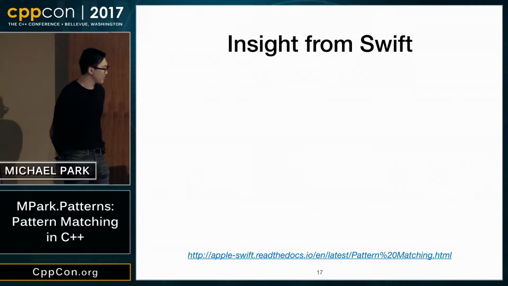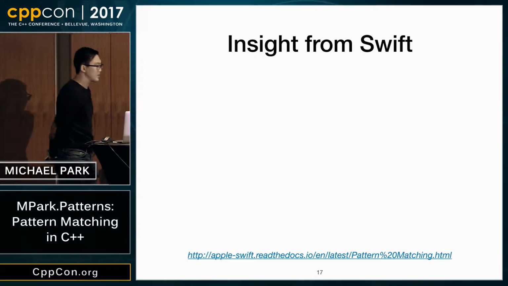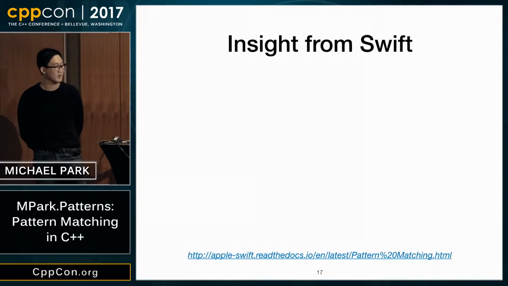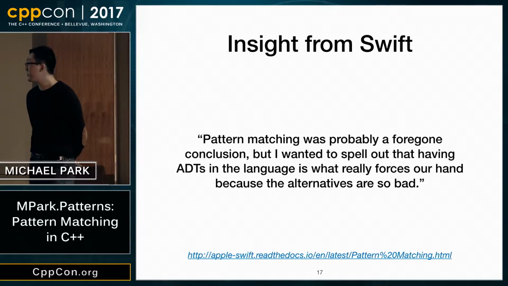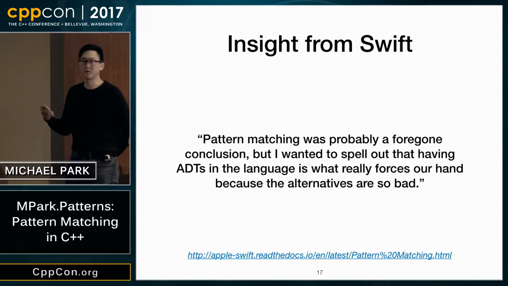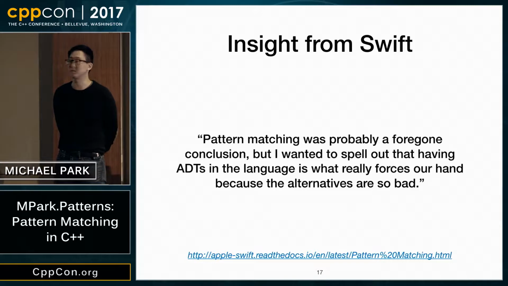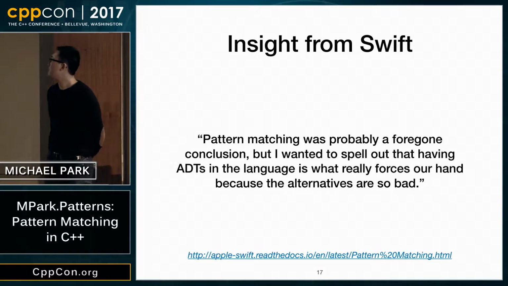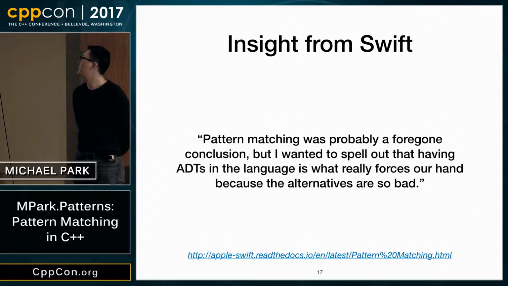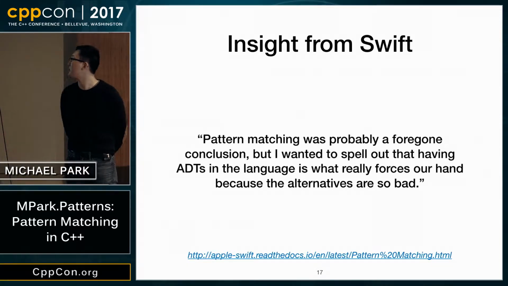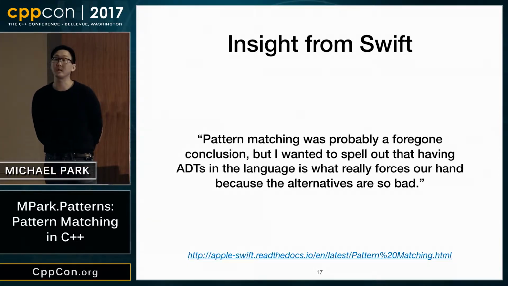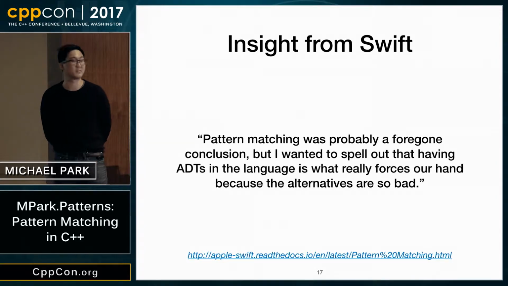Okay, so a little insight from Swift. While I was doing research for this talk, I found this quote that I thought was insightful. This was from the document which was used during the design phase of introducing pattern matching to Swift. And it said, pattern matching was probably a foregone conclusion, but I wanted to spell out that having ADTs in the language, algebraic data types, is really what forces our hand because the alternatives are so bad. And we just took a look at the two alternatives that were so bad.